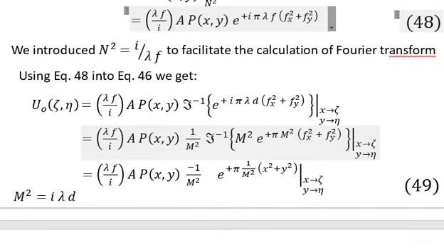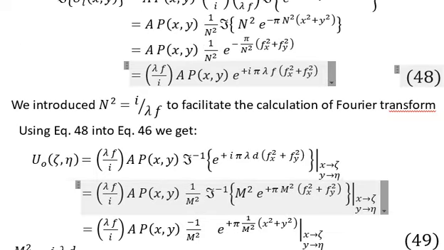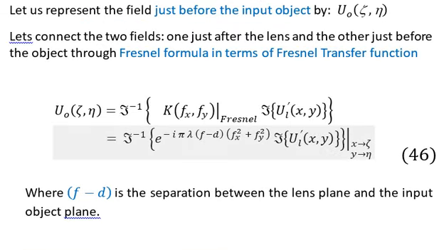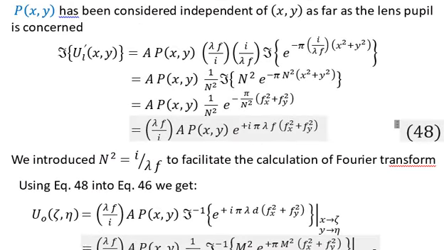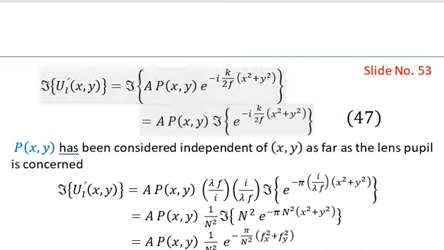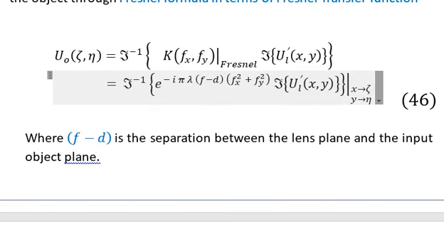So we have made the substitutions in that equation and replaced the parameters there. But when we substitute these values, we have another operator, which is the inverse Fourier transform operator. These operators will help us. When we calculated the Fourier transform of this quantity and multiply it there, this factor, e to the power plus iota pi lambda f into fx square plus fy square, will cancel a part of the exponential which appears there.